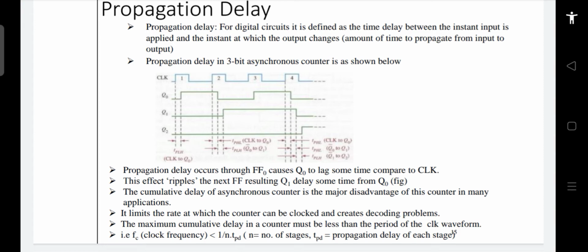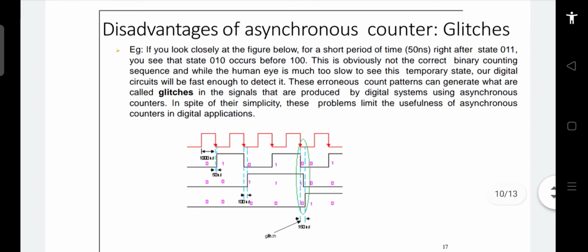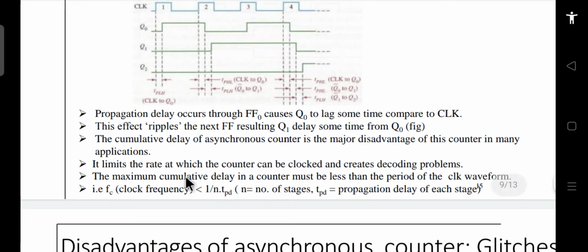Asynchronous counters, as I have told you, are simple to design, but they have this problem of propagation delay. So we should be aware of how many stages, or how many bits, we are using to design these asynchronous counters. If they are designed for too many bits, then there will always be a problem of propagation delay in these circuits. You should also always take care of this: the maximum cumulative delay in the counter must be less than the period of the clock waveform, because otherwise your counter may skip some stages.